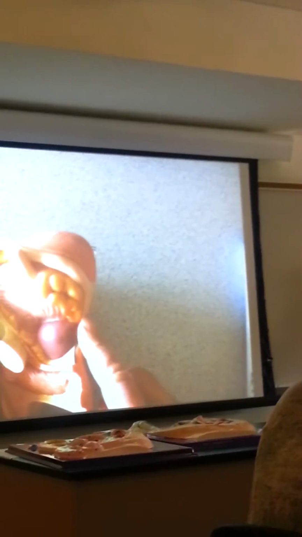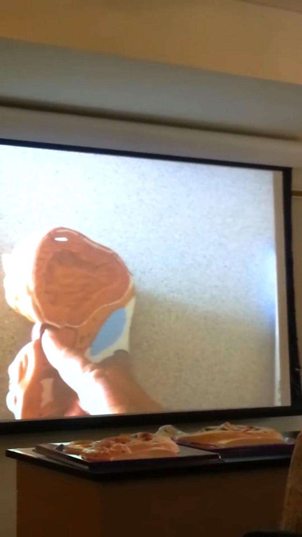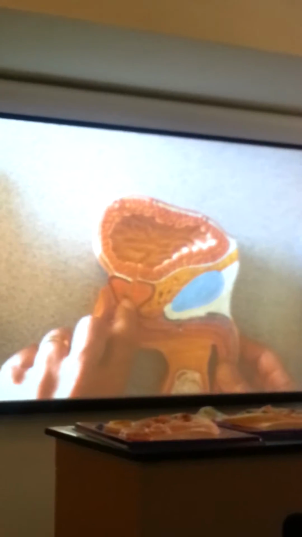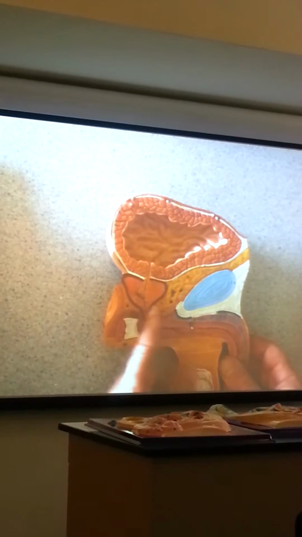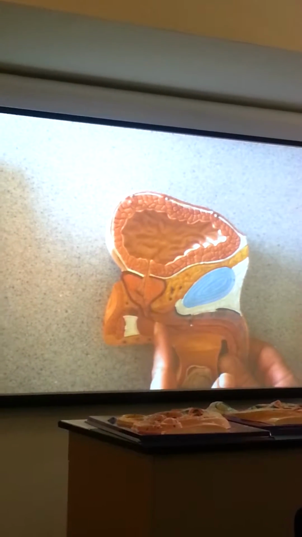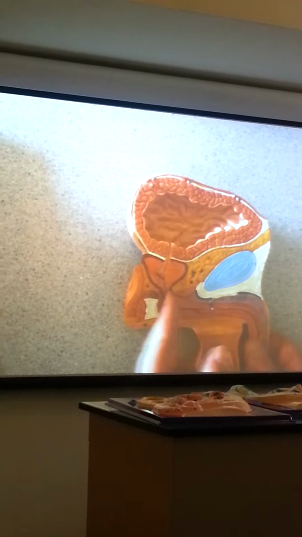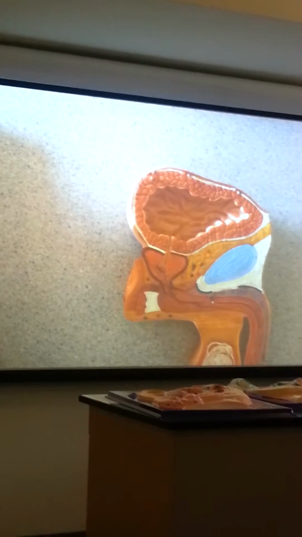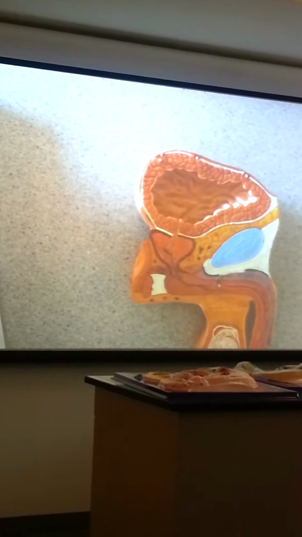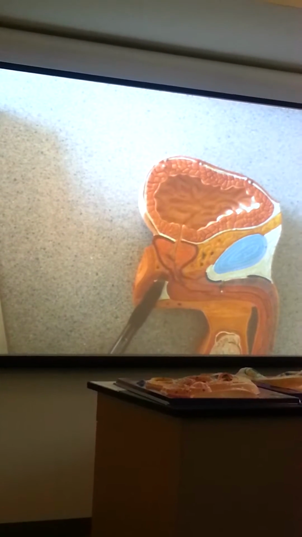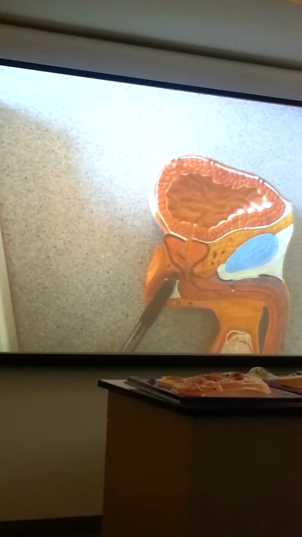pretty much the same. Where they both come together over here is this portion here, the ejaculatory duct. So the ejaculatory duct meets into the prostatic urethra. So we saw the seminal vesicle, we see the prostate. This over here is Cowper's gland, or the bulbourethral gland.